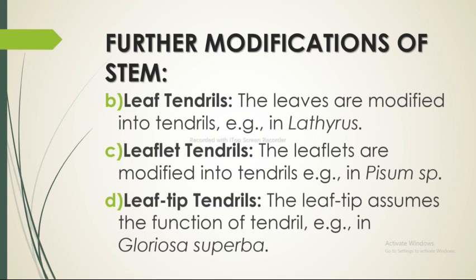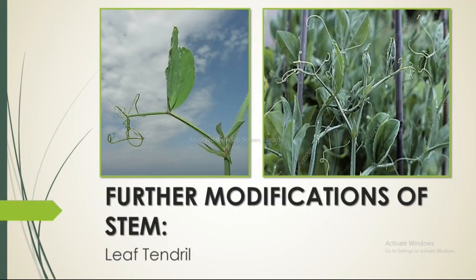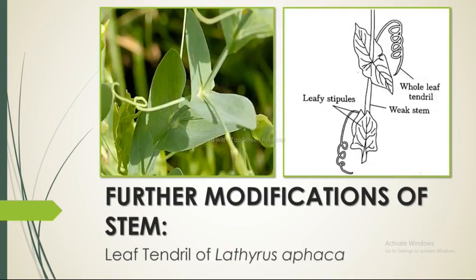Next is leaf tip tendrils. The leaf tip assumes the function of tendril, for example, in the Gloriosa superba. Further modifications of stem, this is leaf tendril as shown in the figure. So further modifications of stem, leaf tendril of Lathyrus aphaca. These are the leafy stipules. This is whole leaf tendril and this is weak stem as shown in the figure.